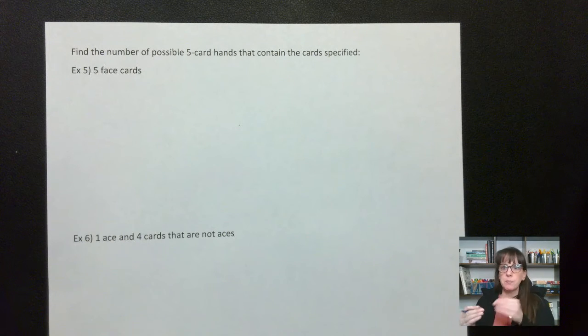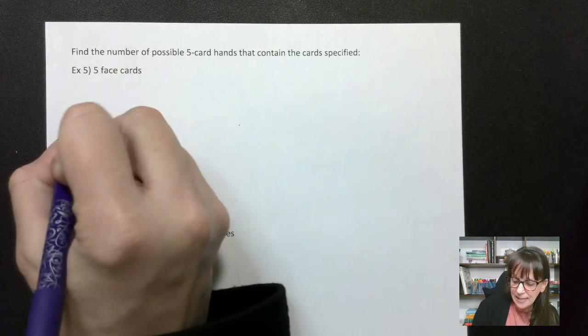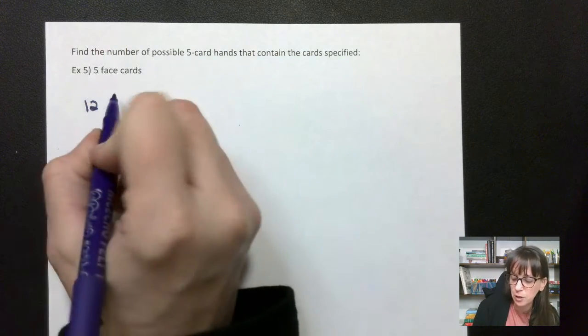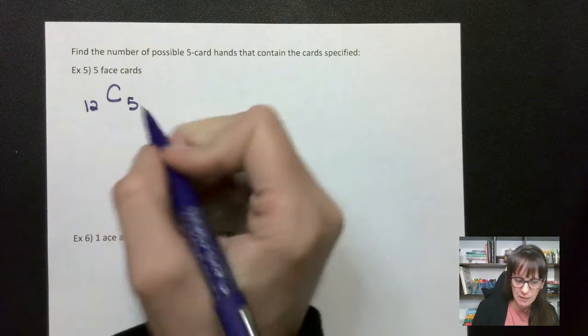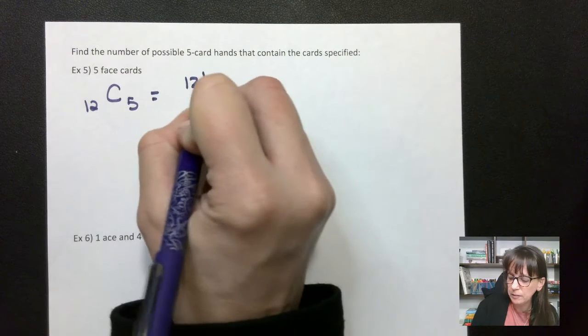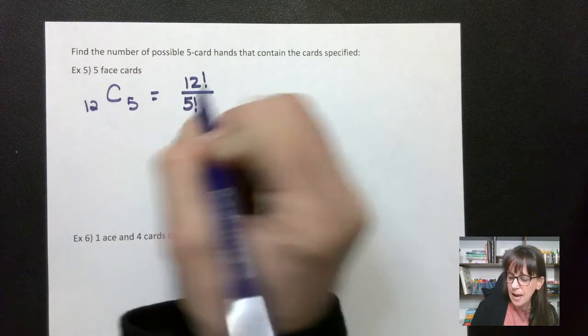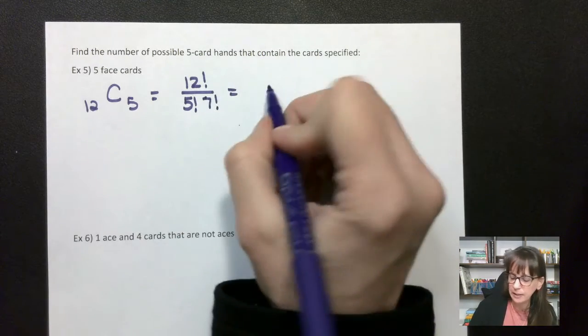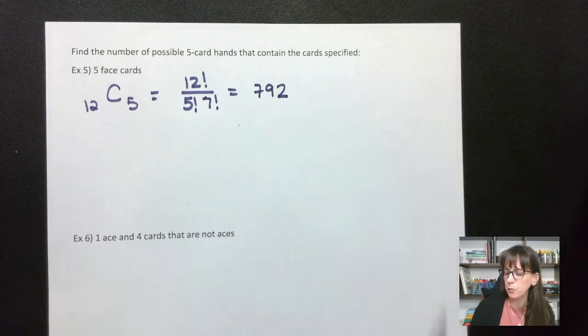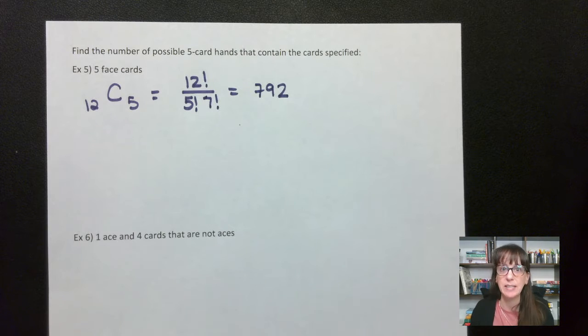Now, I don't care about the position here, because of those 12 face cards, how many different ways can I select 5? So it doesn't matter which gets picked first, second, or third. They're all going to be in your hand and they're going to be mixed around. So that is a combination. We have 12 total face cards and I want 5 of them. That's going to give us 12 over 5. And then you find the difference between the two. So that's 7. And if we plug that into our calculator, we get 792 different ways. So there are 792 ways to take those 12 cards and find combinations of 5.